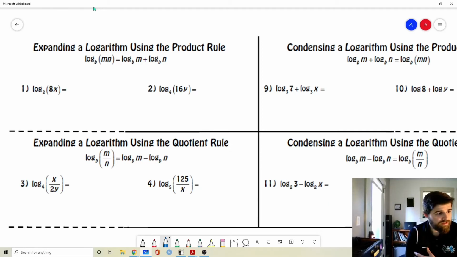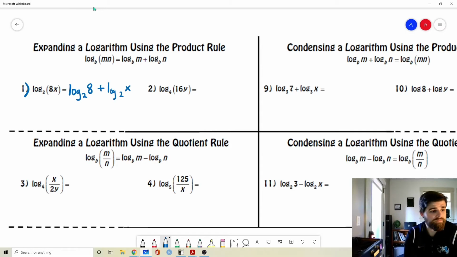For example, here, this is problem 1. It says log base 2 of 8x. So I can't tell you what exponent gives you 8x, but I can tell you what exponent of 2 would give us 8. So if we could split this log apart, we can make a little progress toward figuring this out. So we've got two things multiplied together, x times 8. So I can take this log and split it apart. Log base 2 of 8 plus log base 2 of x. Notice the base for both logs is whatever the base was when we started.